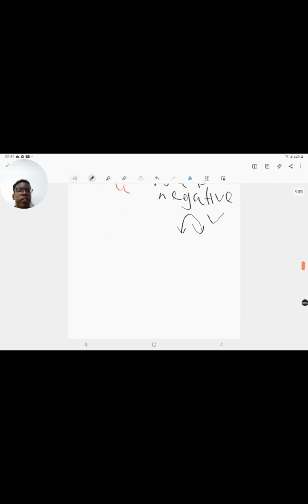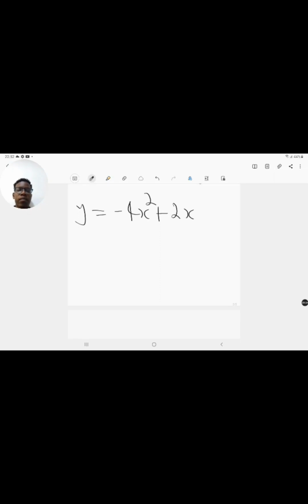Now what if I were to give you y is equal to minus 4x squared plus 2x minus 8 or something like that. I don't know if this graph exists, but I just want to illustrate the concept. Let's say I ask you, what is the shape of this graph? Remember what our standard form is.